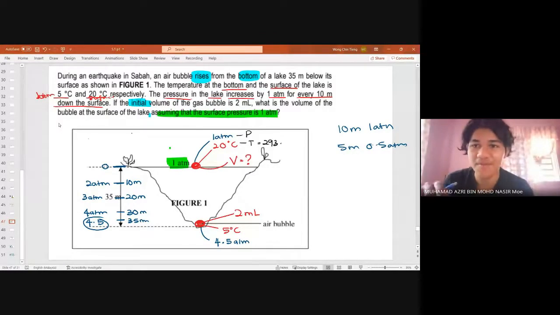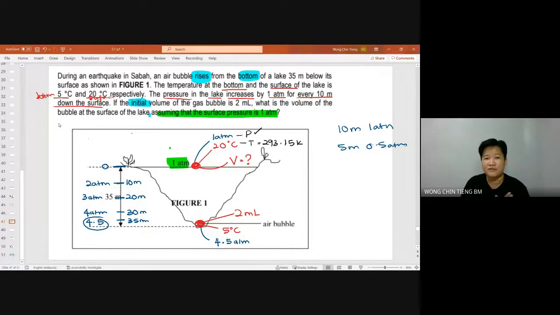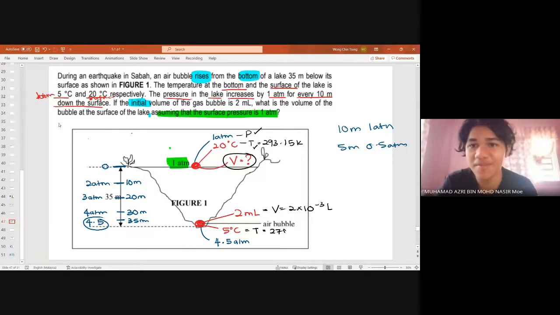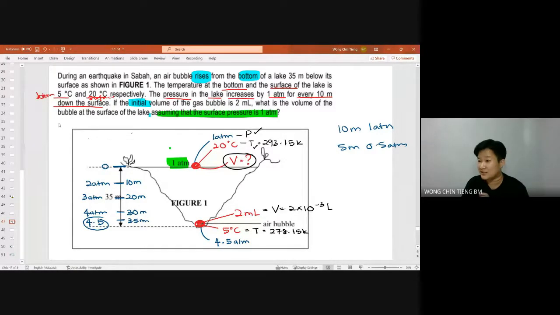293.15. All right, you have your pressure, you have your temperature. We're looking for the volume at the top. Bawah, you have your volume over here, which is 2 times 10 to the power of negative 3 liter. Azri? 278.15. Alright, tekan kalkulator ke congak? So you have your 278.15 Kelvin over there. And you have the pressure. So what formula do you use? Combined gas law.